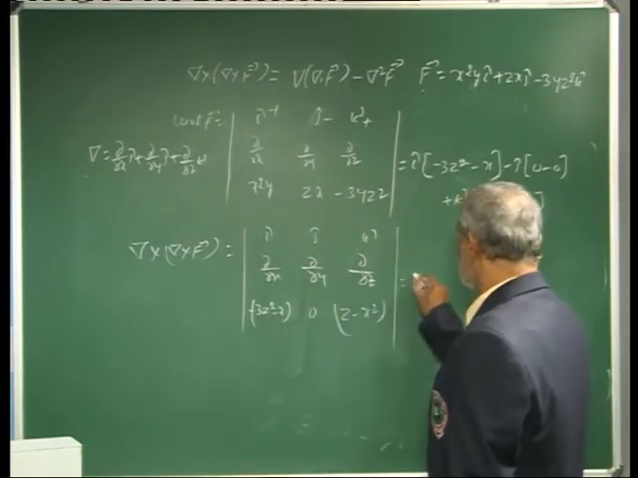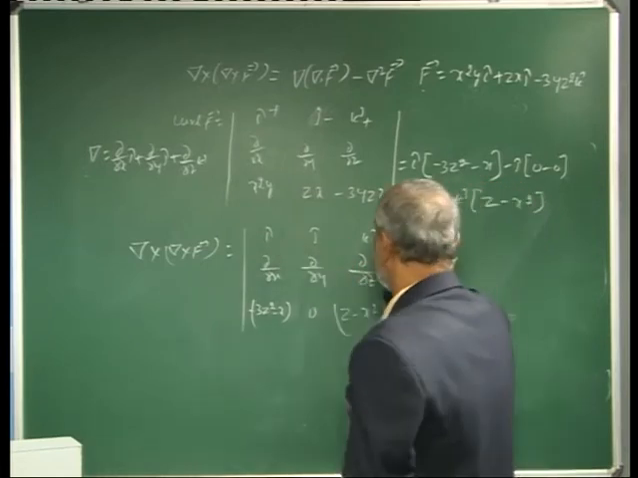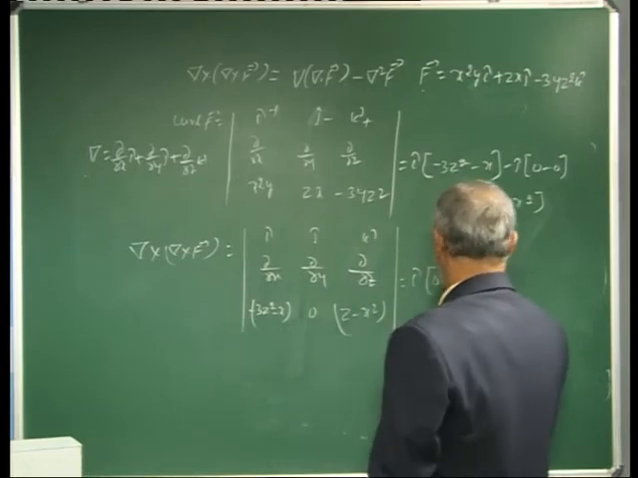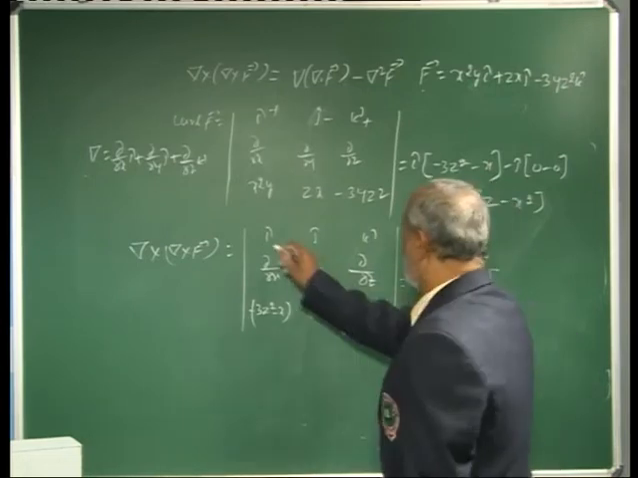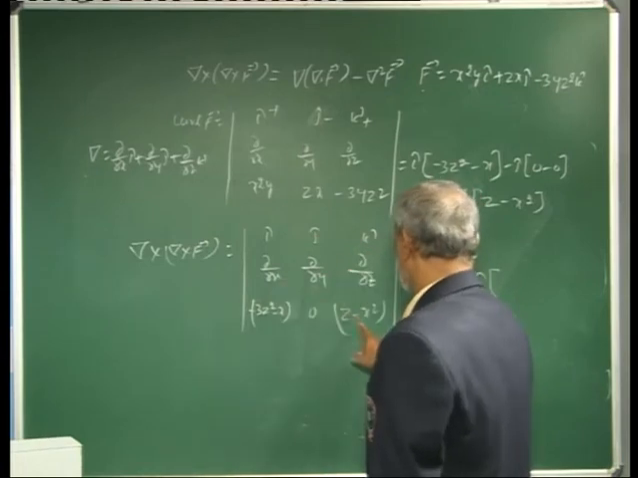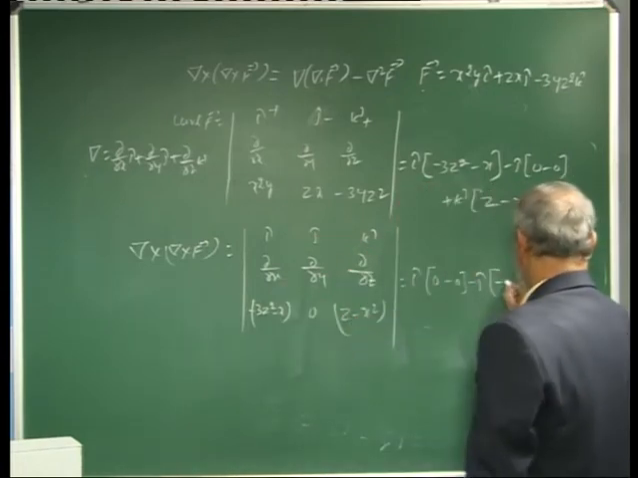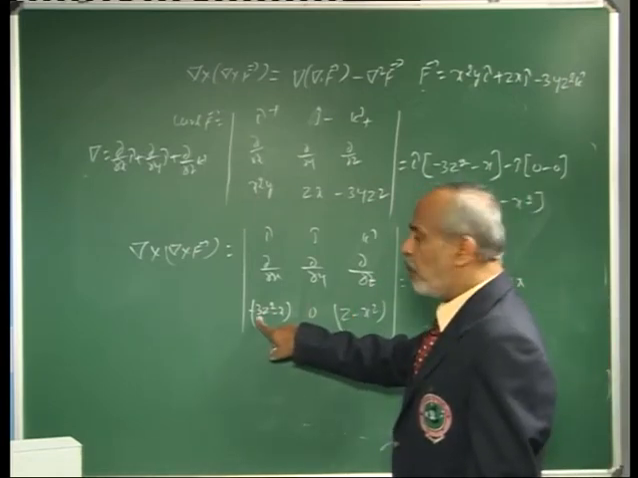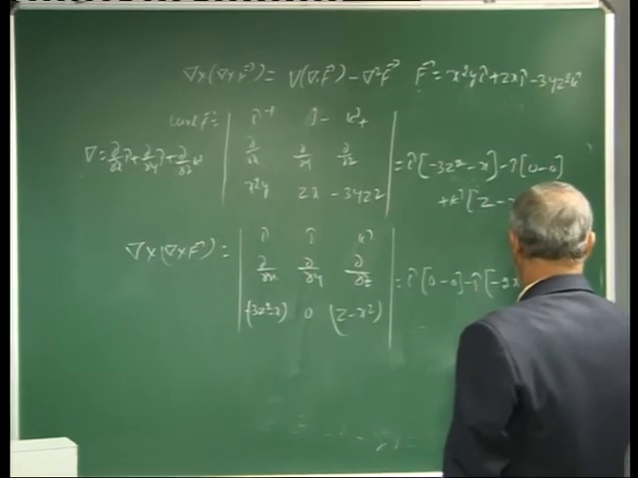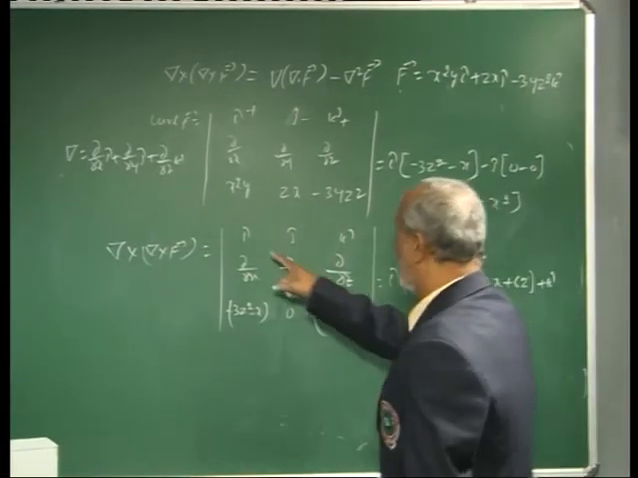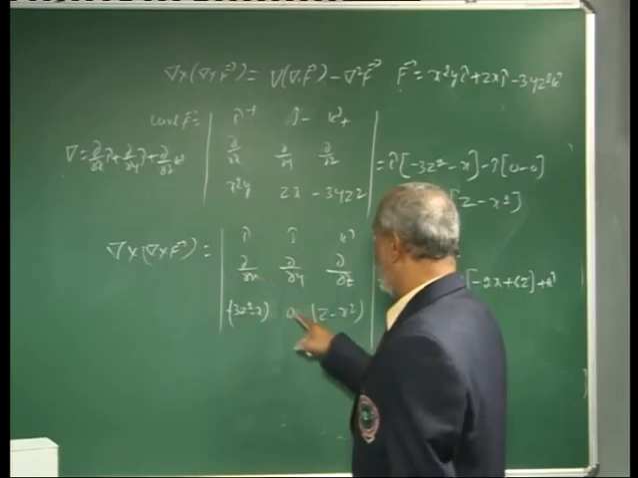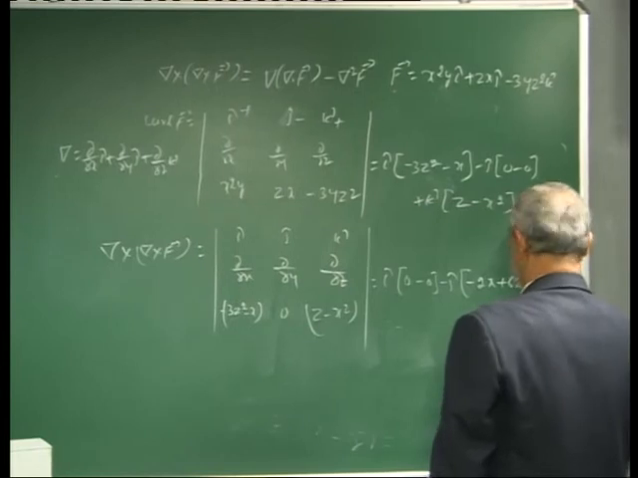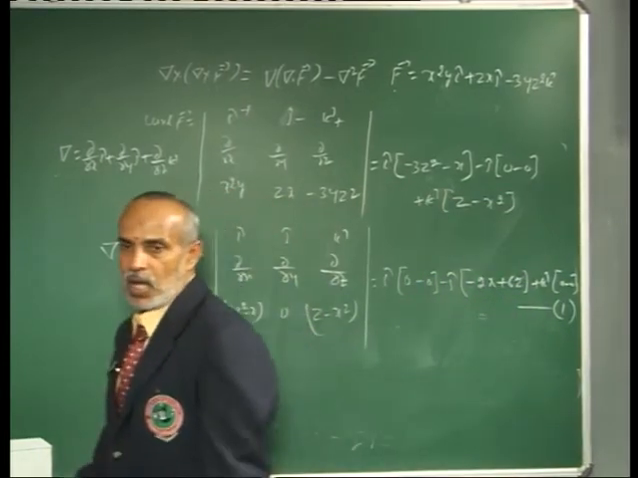Now you can expand it. This is equal to i vector. You can leave the first row, first column. ∂/∂y, there is no y term, so 0, and here there is no z term, so 0. Minus j vector. You can leave the first row, second column. ∂/∂x of z gives 0, minus x squared gives minus 2x. Here ∂/∂z, minus of minus is plus, you get 6z. Plus k vector. You can leave the first row, third column. ∂/∂x is 0, and this is also 0, so the k component is also 0. Call this equation 1.